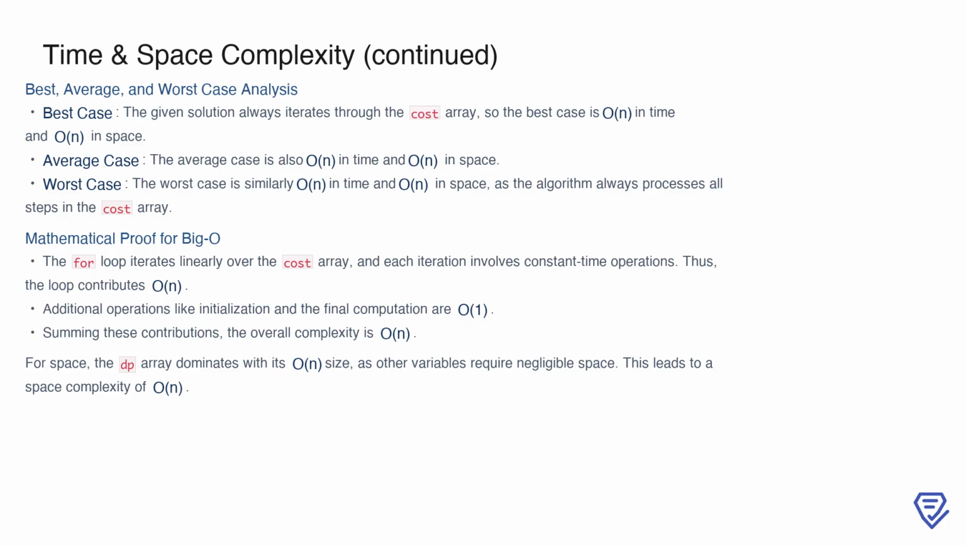Finally, let's reaffirm the time complexity mathematically. The for loop, which is the dominant operation, iterates linearly across the cost array, contributing O(n), while additional operations like initialization and final computation each add O(1). When we sum these, we get O(n). For space, the dp array dominates with an O(n) size, as other variables require negligible space. This confirms the space complexity is O(n).